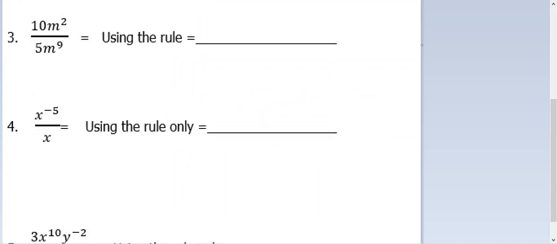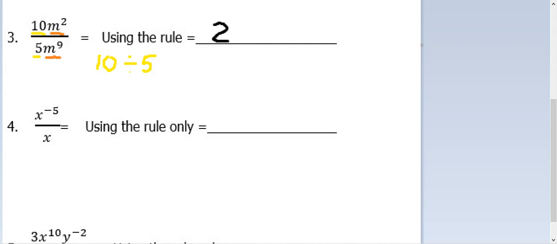All right, and number 3, it says we want to use the rule. So now we know that we're going to use the rule. When I have coefficients in front of variables, like 10 and 5, I can treat those like normal division. I can do 10 divided by 5. And I know 10 divided by 5 is 2. When it comes to variables or unknown values, we have to use the rule.